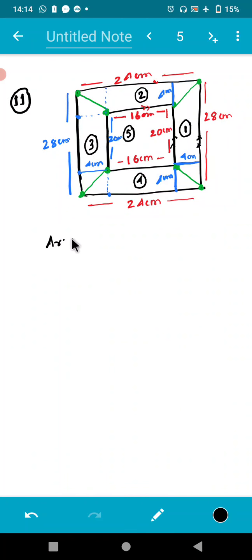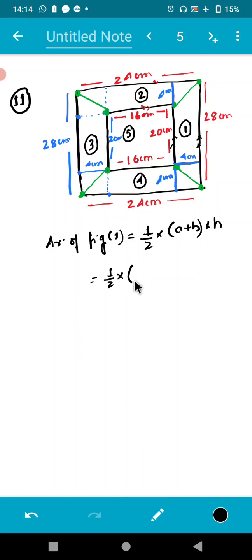So, area of figure 1 will be equal to area of trapezium, that is half into sum of parallel sides into height. Now, half into, what are the parallel sides? 20 and 28. So, we will write it down, 20 plus 28, and what is the height given? 4. Now, we will reduce this 4 with 2, that is 2 ones are 2, 2 twos are 4. The solution of the bracket is 48 into 2, which equals 96 centimeters square. So, this is all about area of figure 1.